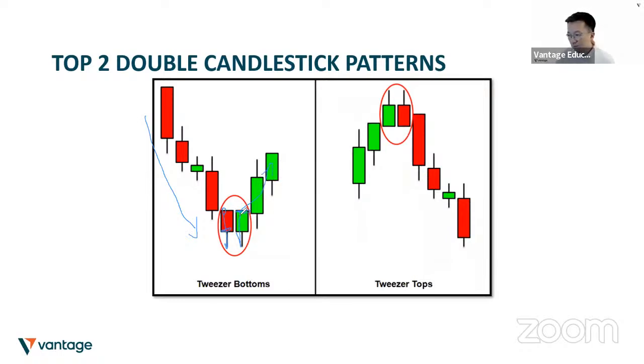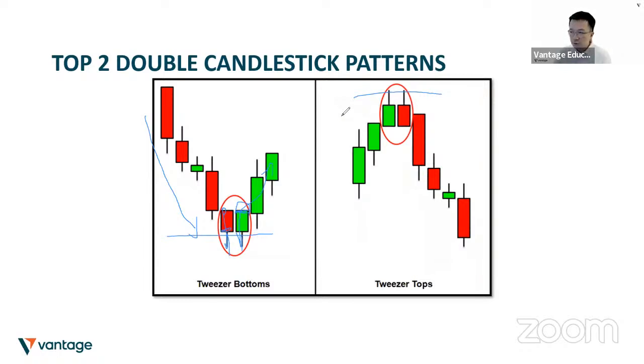With tweezer bottoms, it doesn't have to close off at the same level. It can actually close off a little bit higher as well. The main thing to pay attention to here is testing lower, but failing to go lower and pushing back up. Those are showing you that rejection of the lower points to push back up for a reversal. Again, I like looking at tweezer bottoms or tweezer tops, especially if it happens at a support or a resistance level to show a rejection of a key level, which will give more strength towards that reversal, right?